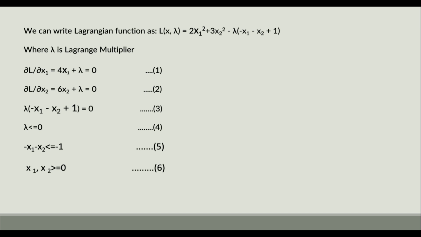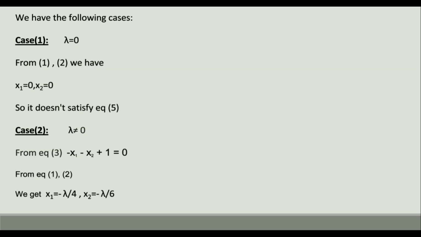From the third condition, lambda into minus x1 minus x2 plus 1 equals 0. By the fourth condition of KKT, lambda is less than or equal to 0. The fifth condition is minus x1 minus x2 less than or equal to minus 1. And lastly, x1 and x2 are greater than or equal to 0. Next, we will have the following cases.